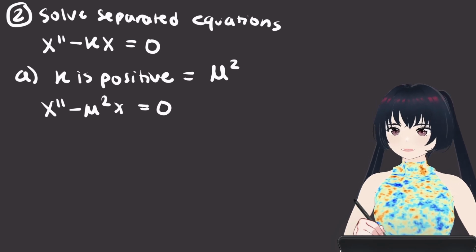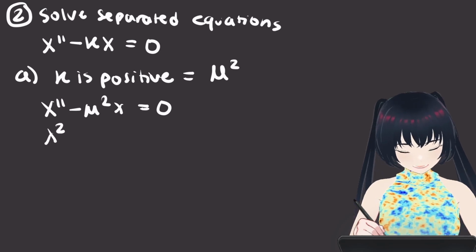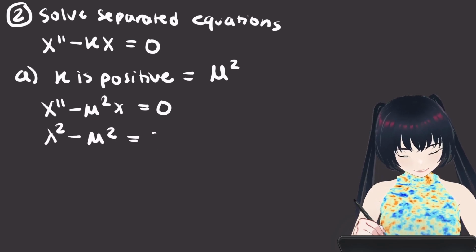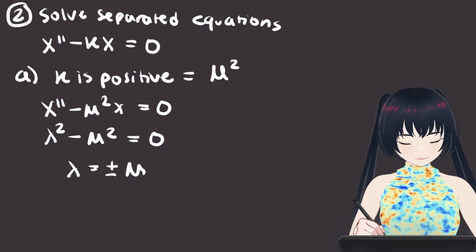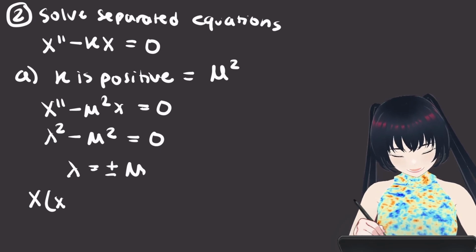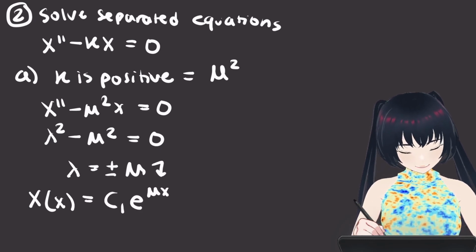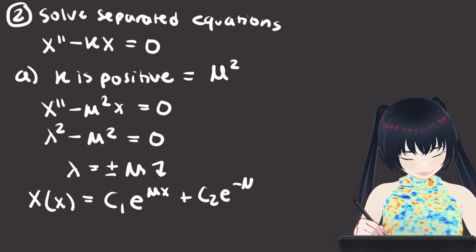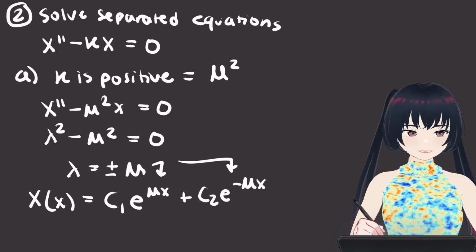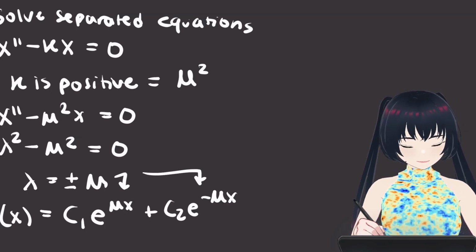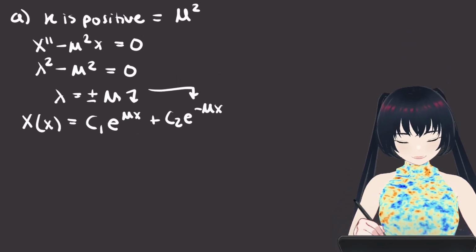And just like we did in the ODEs video, if you haven't already, go check that out. You solve for the characteristic polynomial. So you get lambda is equal to plus or minus mu. So f of x is equal to c1 e to the mu x plus c2 e to the negative mu x. And that's from solving the characteristic polynomial. This is basically just solving out an ODE. Now this is great, but how do we know that k is positive?